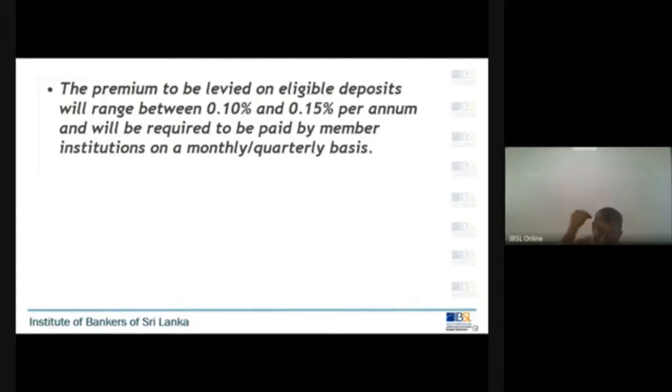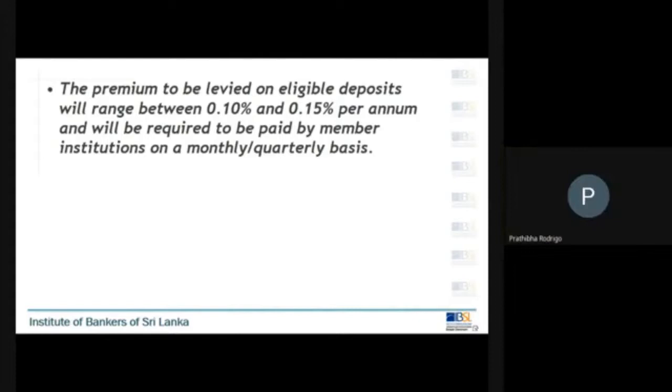All other banks, that means the capital adequacy ratio is less than 14%, need to pay a premium of how much? 0.125% per annum. Then all registered finance companies, how much premium do we need to pay as a percentage of the total deposit? 0.15. Now, this is the way you have to pay premium from your eligible deposits.